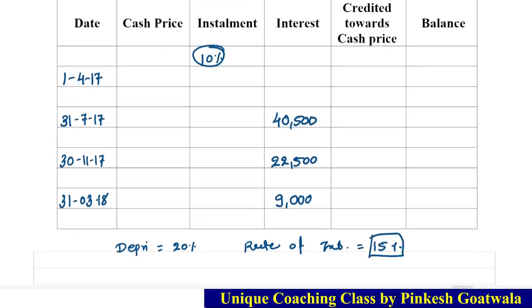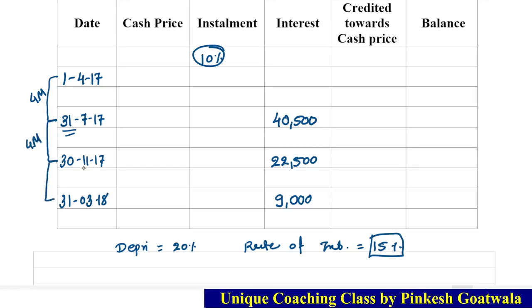One more point here. Look at the date: 1st April to 31st July. How many months are there? April, May, June and July. There is a gap of 4 months. Here also, July to November: July is complete since it is the 31st, so 8, 9, 10 and 11. Here also a 4 month gap.